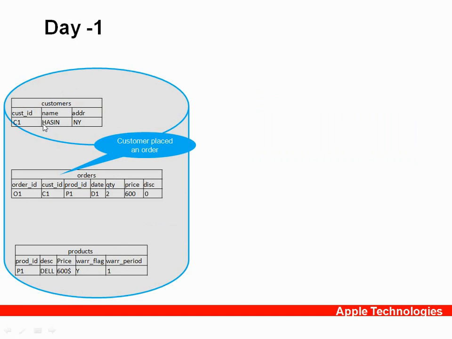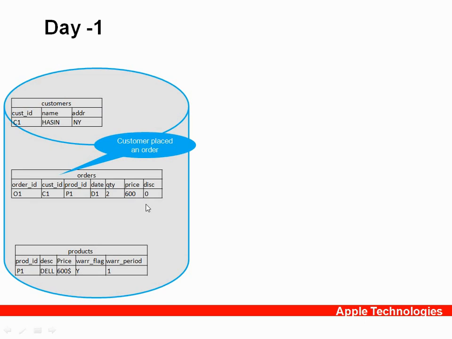C1 means Hasin. And which product? P1, the Dell laptop. Which day? Day one. Quantity 2 and price is 600. There is no discount. So when you click place order, I am ready to buy, information will be generated like this.